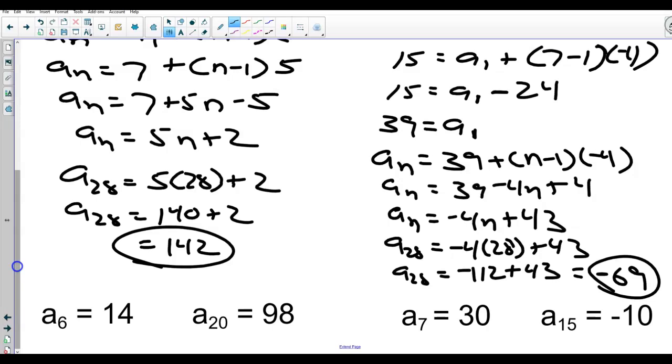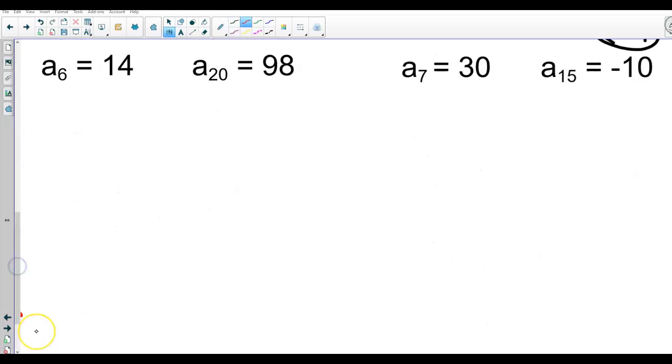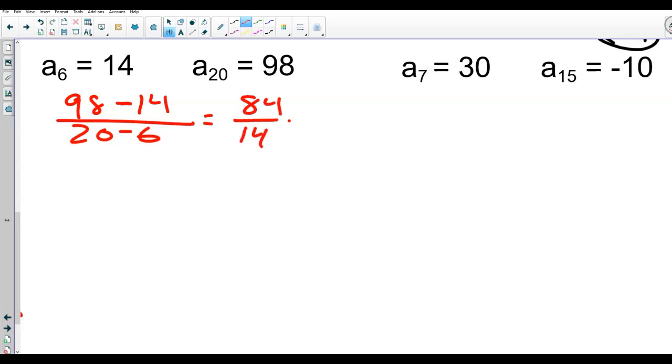So there's our answer. Here's our rule. So we get the extra practice with it, a little more involved here. Because you're given 2 points in the sequence, and that's not the first one, you've got to get your d, then you get your a1. So the d is gotten by basically doing a slope. 98 minus 14 over 20 minus 6. And that's going to give me 84 over 14, which is 6.